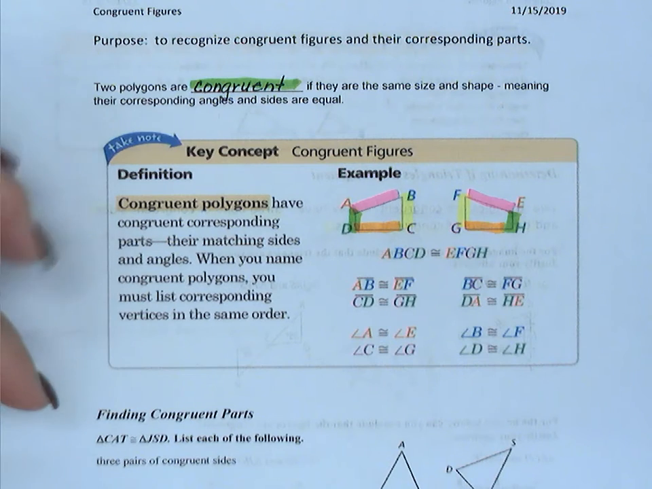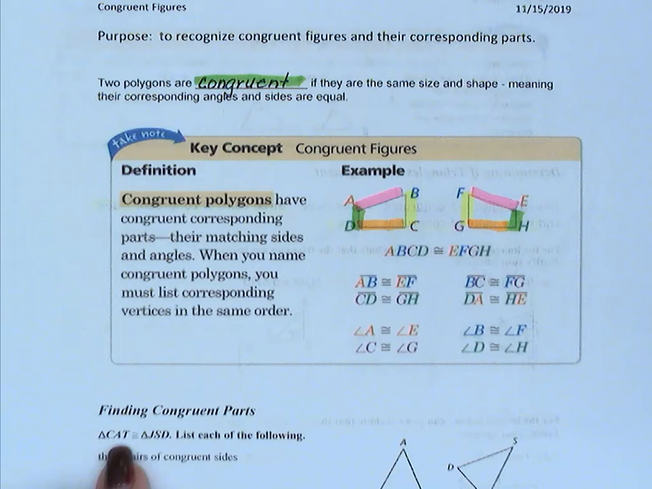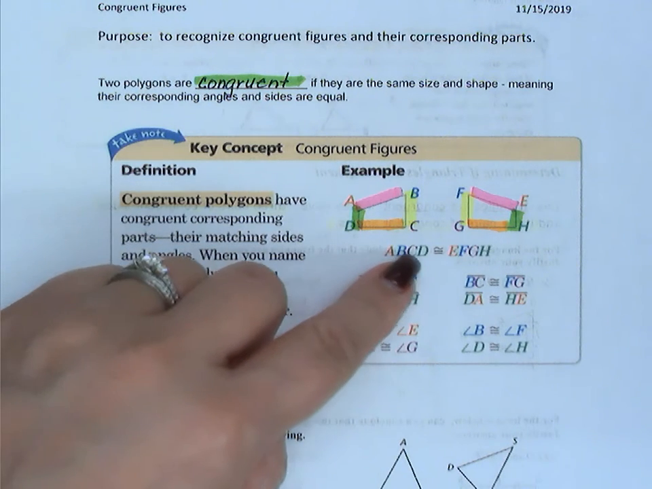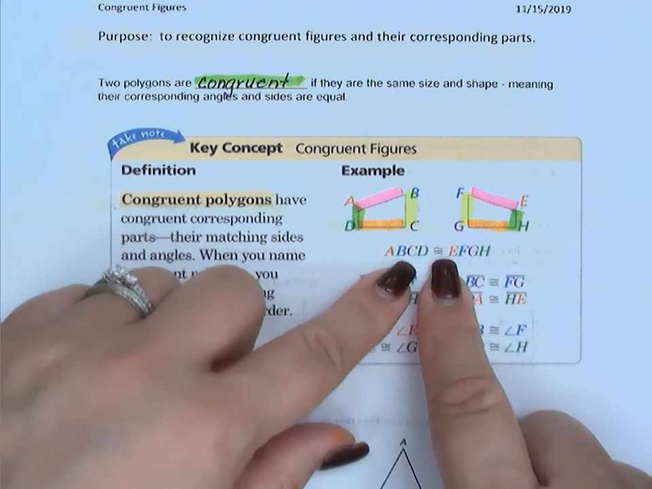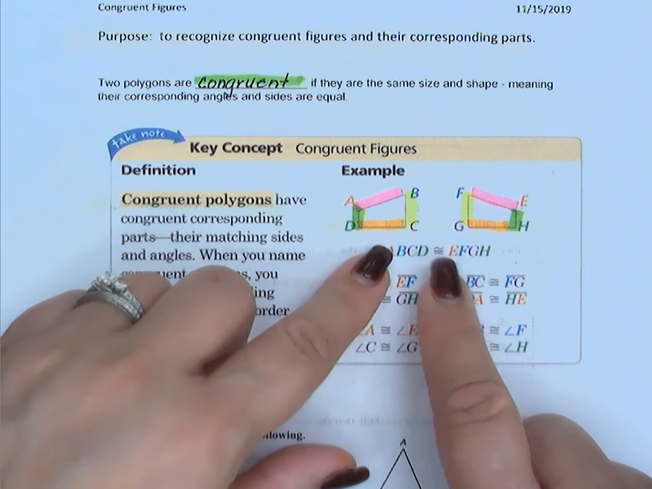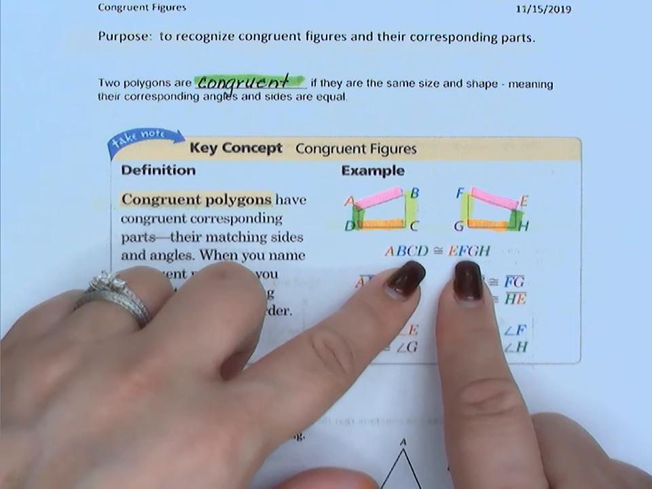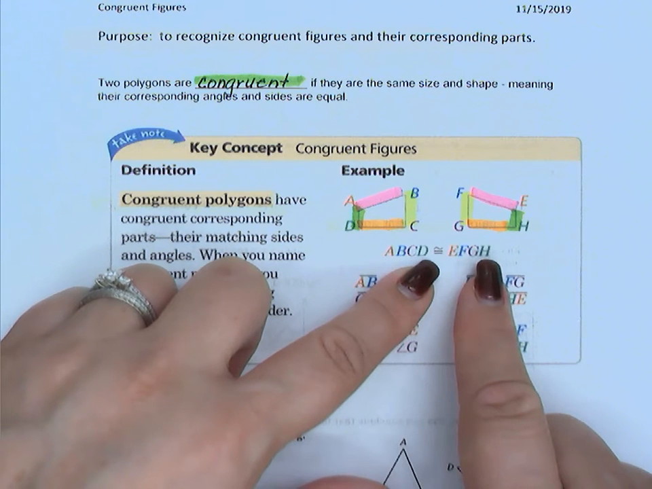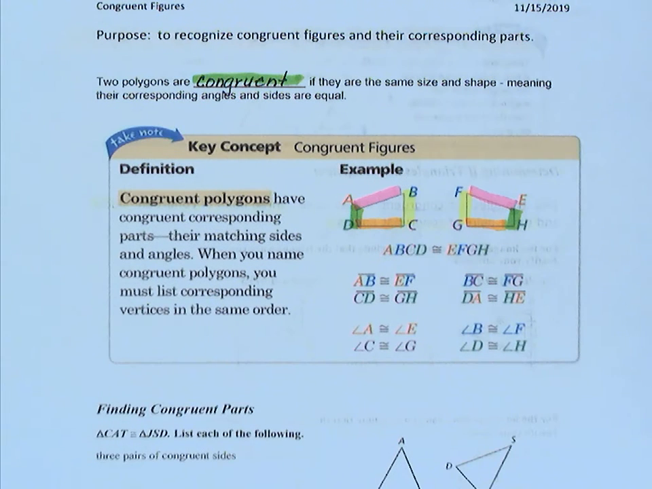The other way to know that they're corresponding is they match up based on how the polygons are written in the congruency statement. Notice up here that they say ABCD is congruent to EFGH. That means angle A and angle E are congruent. Angle B and angle F are congruent. Angle C and angle G are congruent. Angle D and angle H are congruent, which is what they show you down here. So the way that they write it is how you identify the corresponding pieces, unless you're using the picture.